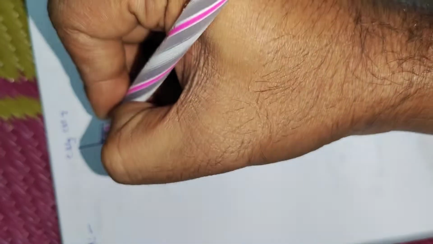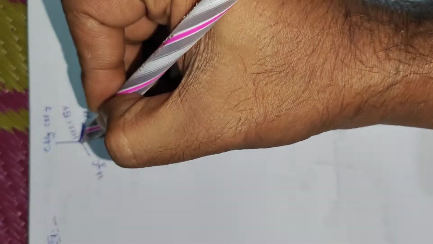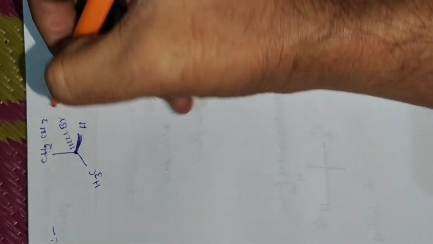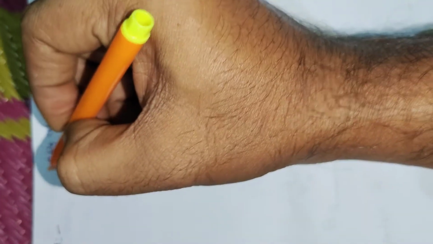CH2 CH3, hydrogen, CH3, Br. Now see here, this is carbon. Here bromine is directly attached, which means this is the first priority. The second priority is CH2 CH3. This is the third priority. This is the fourth priority.